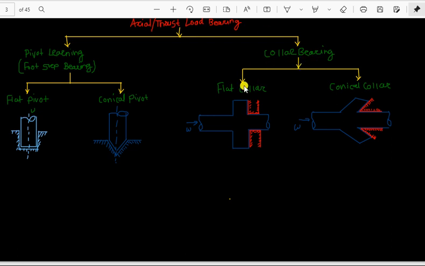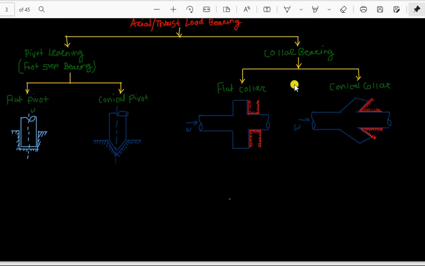Now the collar bearings are again classified into flat collar and conical collar. Just by looking at the figure, you can see here the axial load is like this, and this shaft is supported by this bearing. Again, there is a flat surface in contact with, let us say, this driven shaft. And in the case of conical collar, here you can see instead of a flat surface there is a cone surface. That's why this collar is called a conical collar.